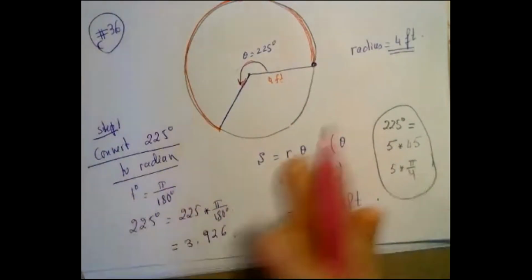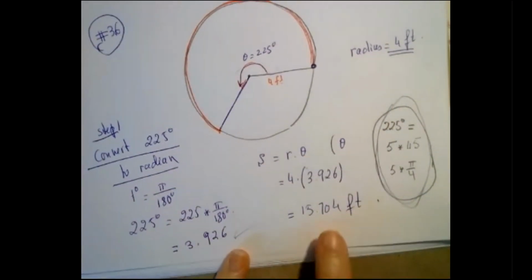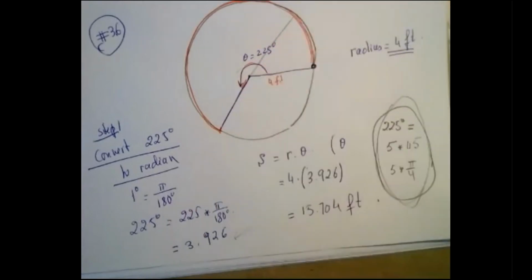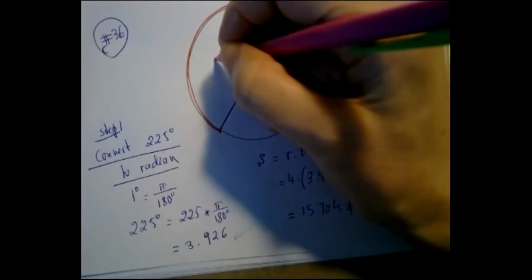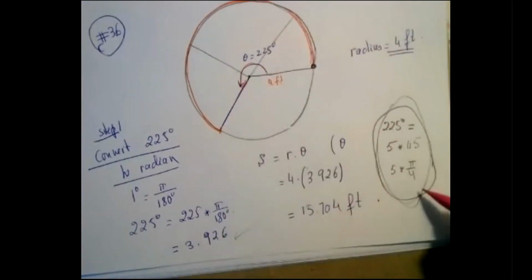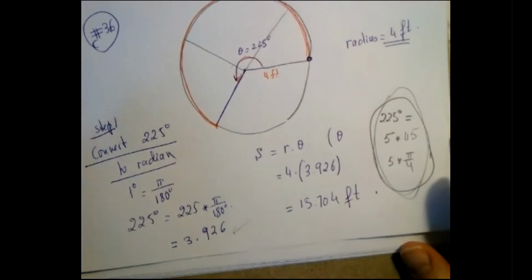I mean, of course, everything we did is fine, but I also would like to point out that 225 is 5 pi over 4, because 225 is actually 5 times 45. So that's another one of those special angles that I would like you to know. Okay, so pi over 4 is 45, and then you have 3 pi over 4, 135, and 5 pi over 4 is the 225. So this is an angle that I think is good for us to know.